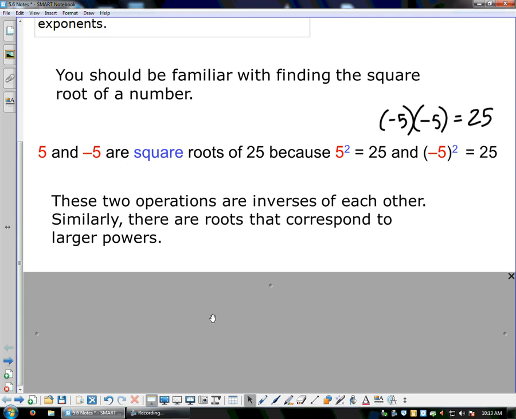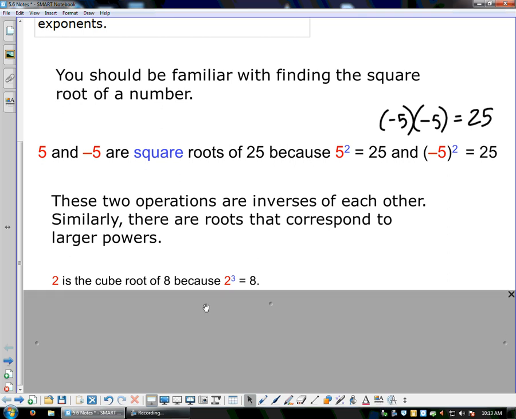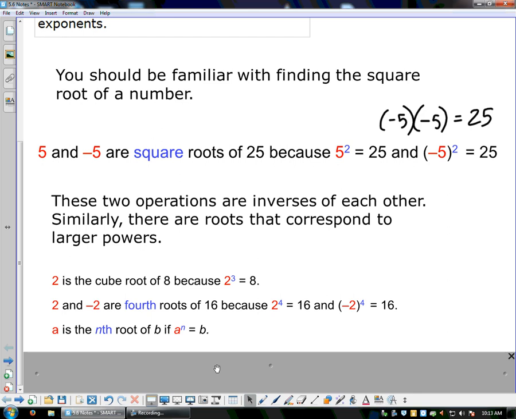Similarly, there are roots that correspond to larger powers. Squaring and taking the square root are inverses of each other, but so is cubing and taking the cube root. So we can say 2 is the cube root of 8 because 2 cubed is equal to 8. We could say that 2 and negative 2 are fourth roots of 16 because 2 to the fourth equals 16 and negative 2 raised to the fourth is equal to 16. In general, we can say that a is the nth root of b if a raised to the n is equal to b.